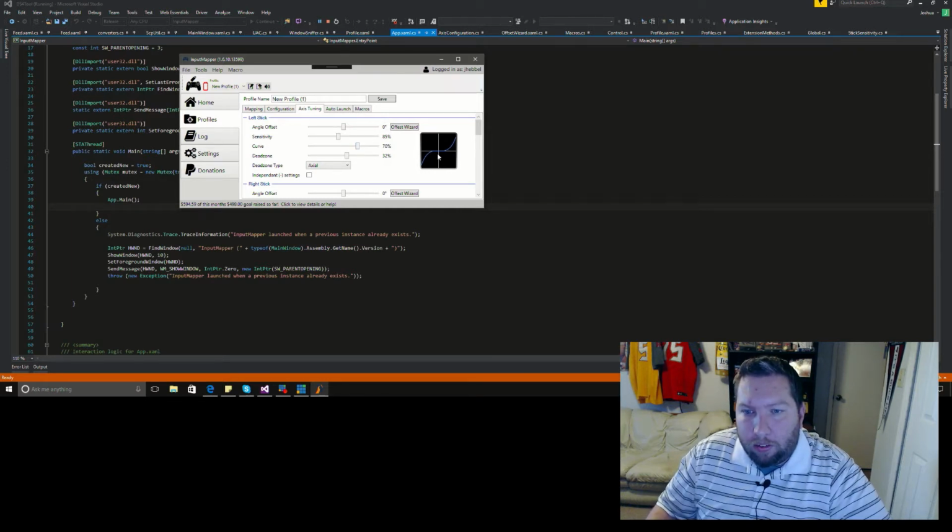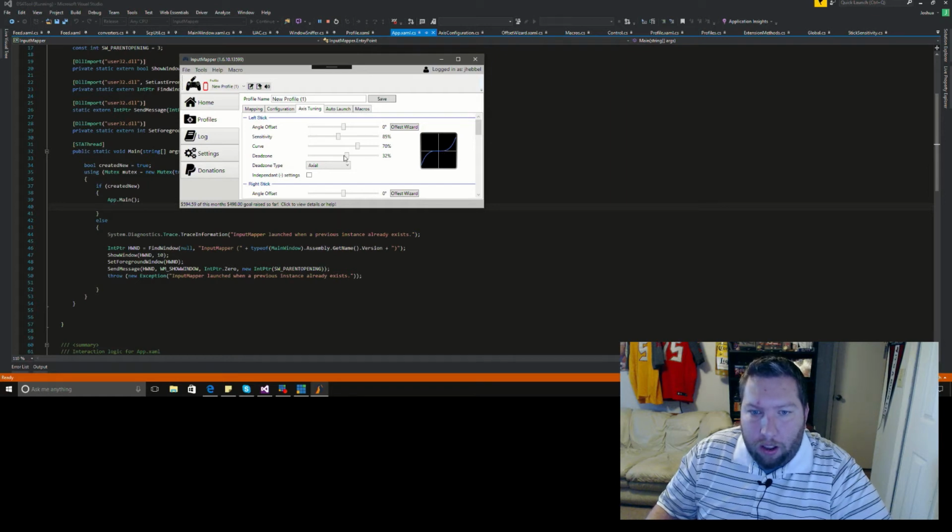What this is: our controller input is the x-axis here. As we move from dead center, 0, 0 here, as we move to the right, we're adding input onto the right stick, and the y-axis, the up, is the output.